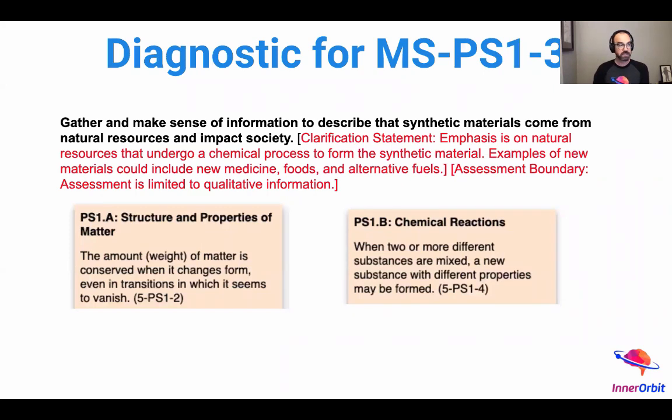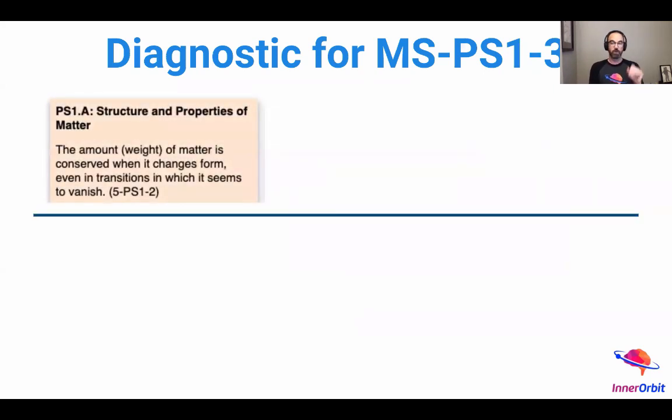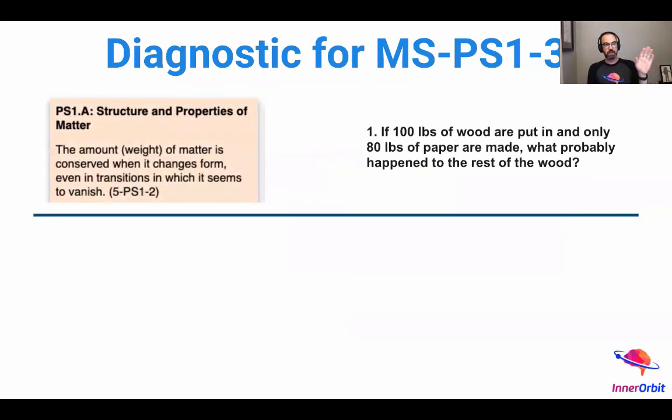So we write some specific questions around this. For this 5th grade PS1A, we have: if 100 pounds of wood are put in and only 80 pounds of paper are made, what probably happened to the rest of the wood? Do you understand that matter is not created or destroyed in this process, that it just changes?